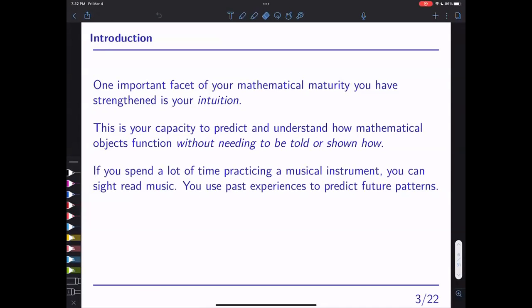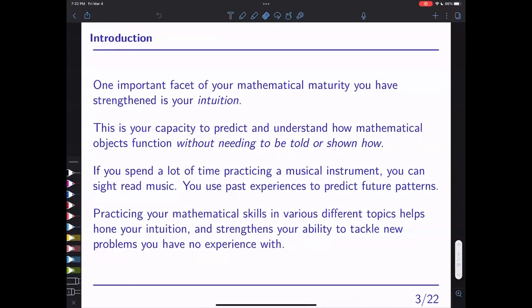For example, musicians. If you play a lot of different pieces of music, you're going to be pretty good at sight reading. I can give you a piece of music and you'll play it pretty well. You're like, oh, that's a minor fifth right there. There's a scale right there. I know what that is. And you put it all together.